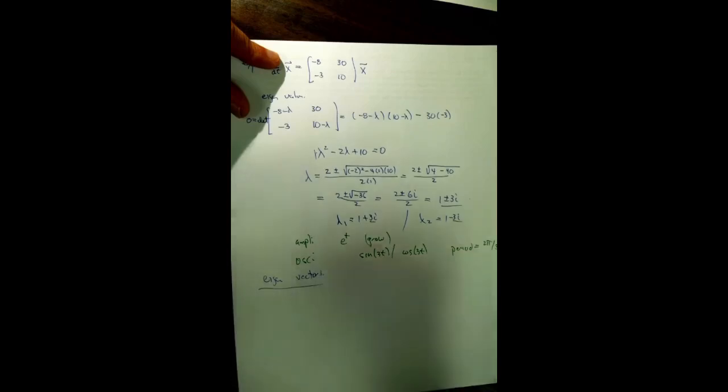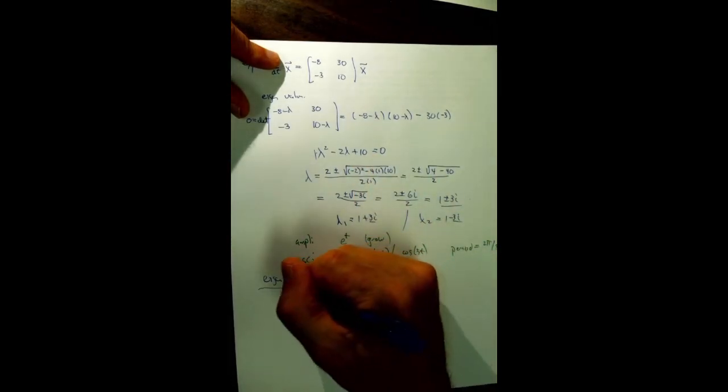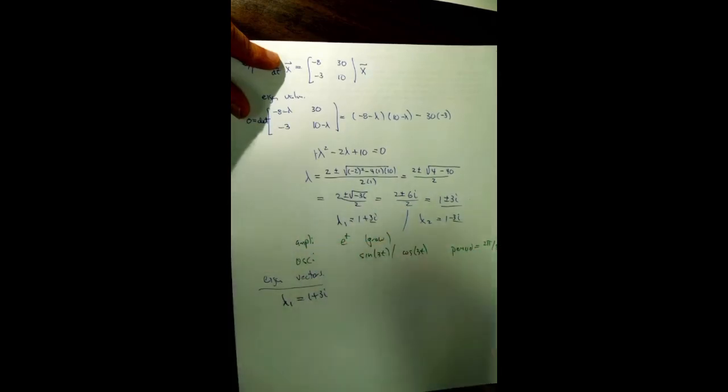For the eigenvectors, I'm going to get the lambda 1 and then just tell you what I get for lambda 2 because it's a lot of work. And yeah, you don't want to see it.